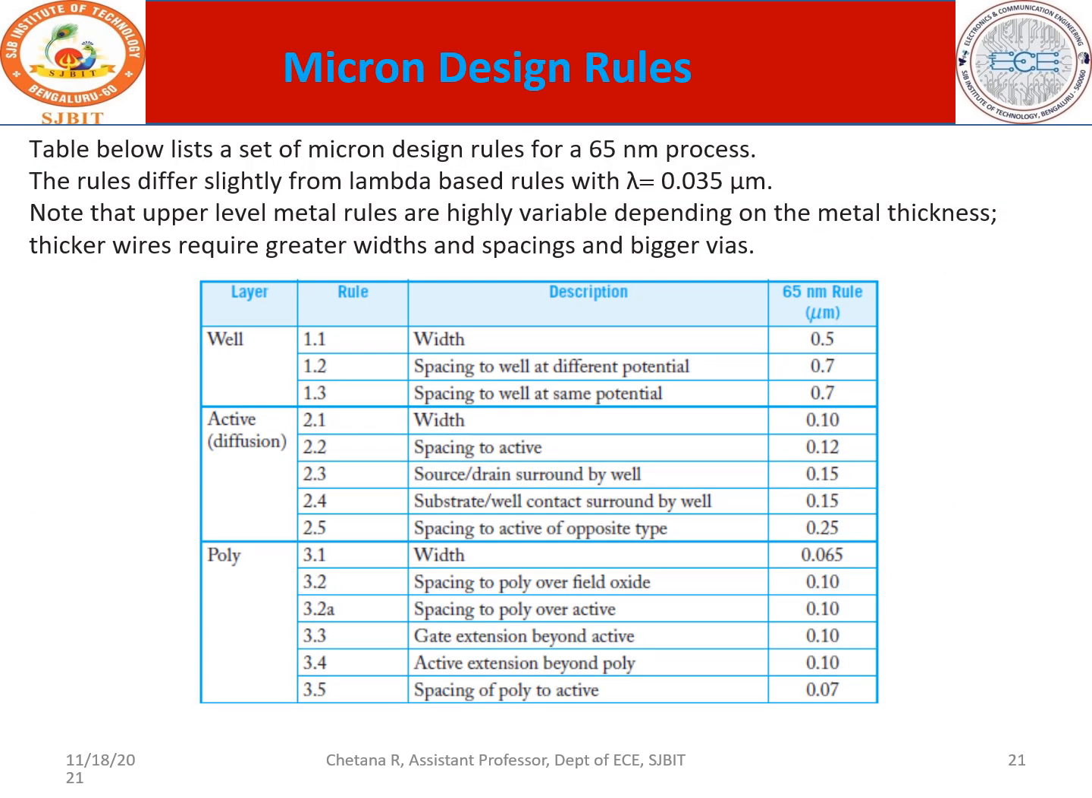Next we have micron design rules. So this shows the list of micron design rules for the 65 nanometer process. They are slightly different from the lambda based rules, where the lambda value is 0.035 micrometers, and these are the rules. So well belongs to rule 1.1, which says width should be 0.5 micrometer. Similarly, well spacing to well is 0.7. So please go on to remember these different variables.